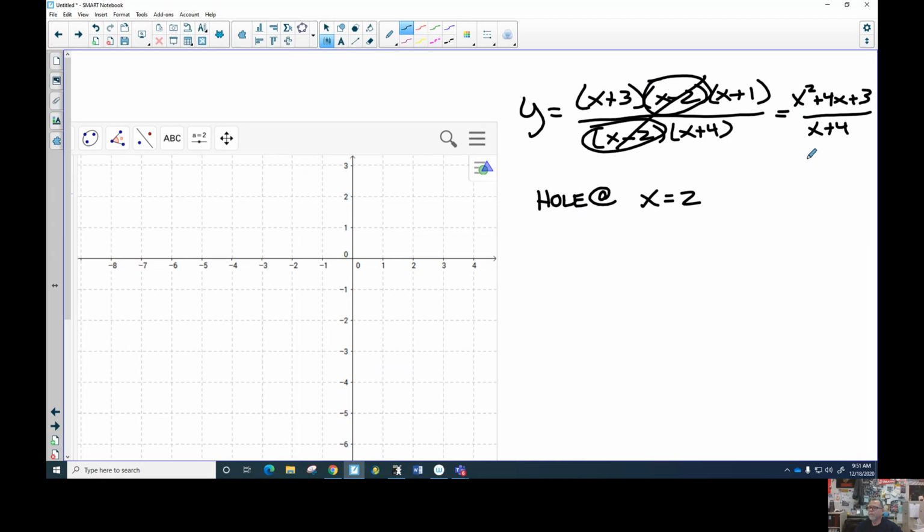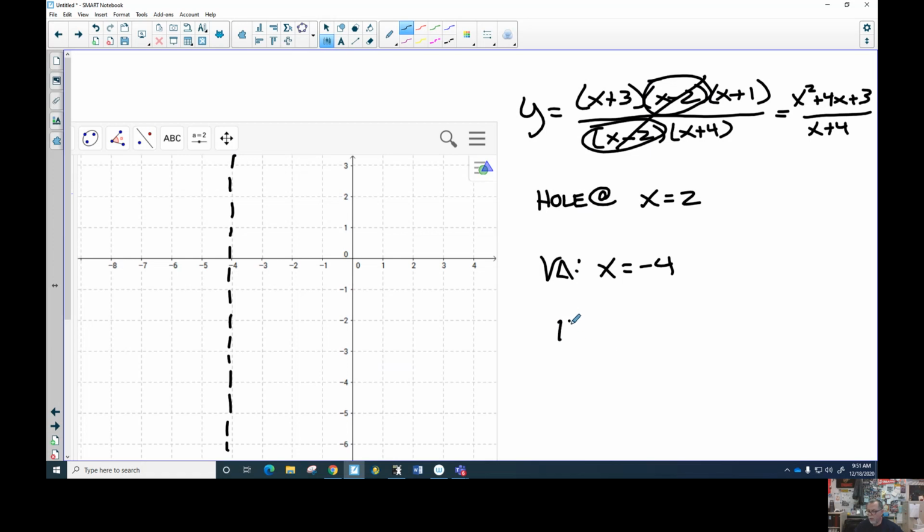So what does this tell me? Well, first off, it tells me a vertical asymptote is going to happen when x plus 4 equals 0. So that's at x equals negative 4. So at x equals negative 4, I know I've got a vertical asymptote.